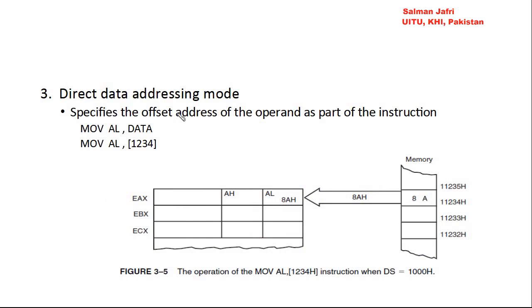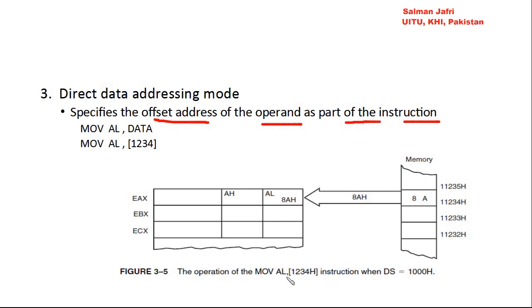Now we look at the direct data addressing mode. Direct data addressing mode specifies the offset address of the operand as part of the instruction. Examples are MOV AL, data. Over here, the contents of the memory location named data, or the variable data, would be moved into the AL register. And in this example, the contents of the location whose offset address is 1234H would be loaded into the AL register.